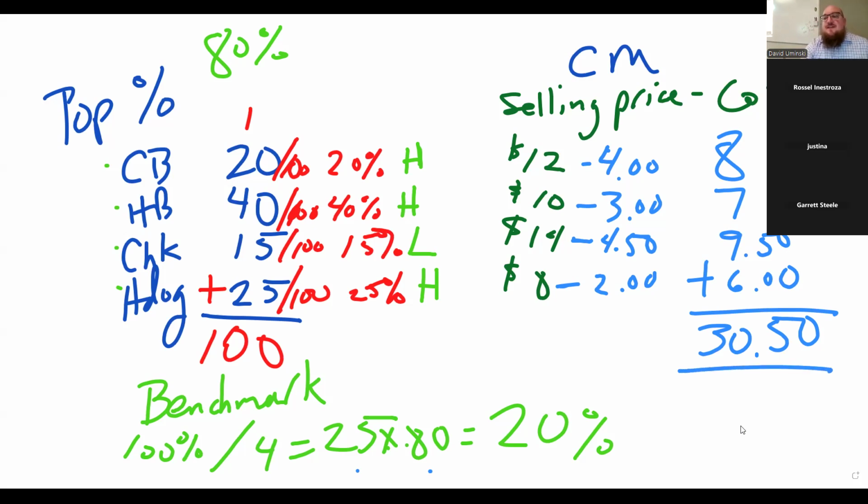Okay, so now we divide that by 4 since we have 4 menu items. And Lydia, what do we get? 7.63. Okay, so 763. So is $8 higher or lower than our average? Higher. 7 is lower. 950 higher, and then our $6 is lower. Okay.